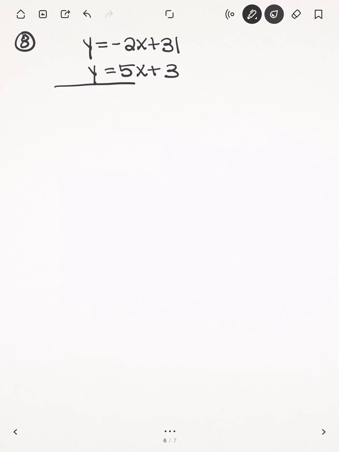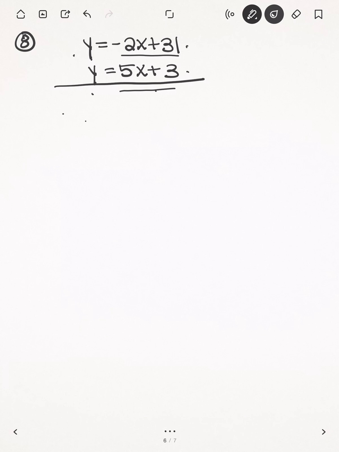Now, the way this is set up, I would use equal values method. You could use graphing method, but it's probably a lot more accurate if you would use equal values method. You could also think of it as substitution if you would like, and substitute this 5x plus 3 into the y that's up here. But I'm going to think of it as equal values method. So if this equals y and this equals y, then these two things are equal to each other.